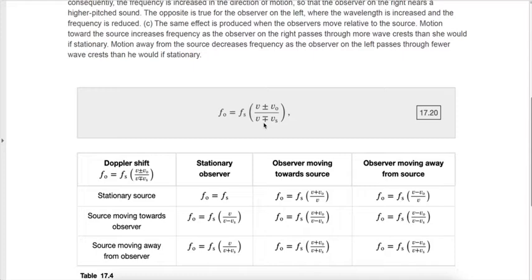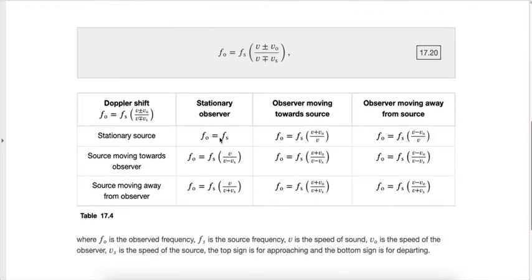Because if our source is moving toward us, we would want the entire fraction to get bigger. That would give us a bigger frequency, a higher pitch. Well, in order to make the entire fraction get bigger, the bottom has to get smaller, so we would use a minus there. Okay, so this table tells you everything, when to use plus, when to use minus.